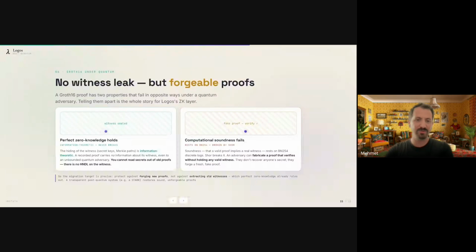But it is vulnerable to real-time forgery. Therefore, they can generate some fake proof. But if we change that proof system when there is a high-scale quantum computer, we can continue in a secure way. Therefore, we are also in a good position for that proof system.